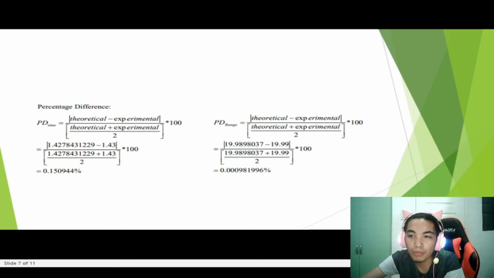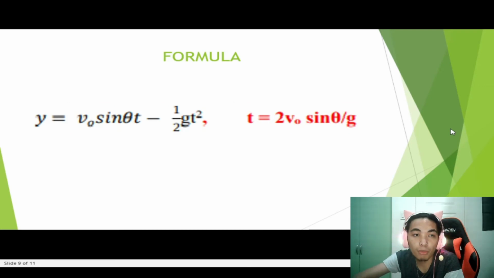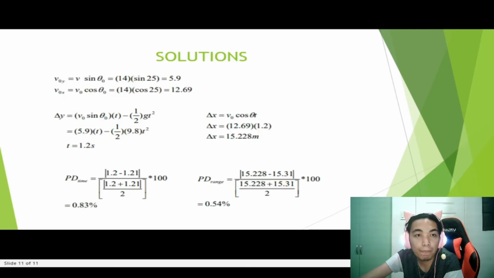So the next part would be the zero height. So the formula is y is equal to the initial velocity times sine theta t or time minus 1/2 g or gravity time squared. T is equal to 2 times the initial velocity sine theta over g. So this will be the table in finding the theoretical and experimental and also the percentage difference. I will be explaining it in the next slide.